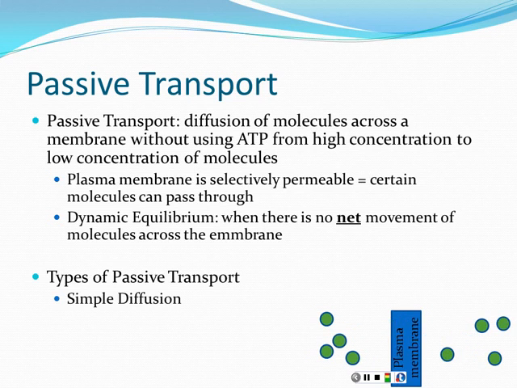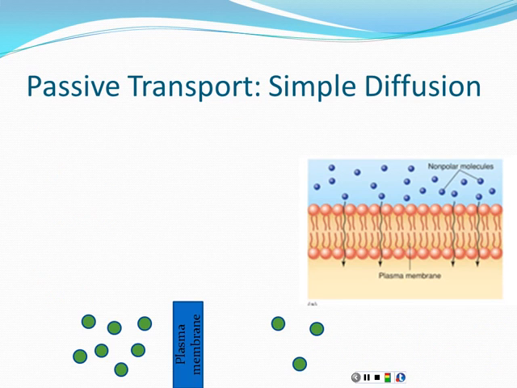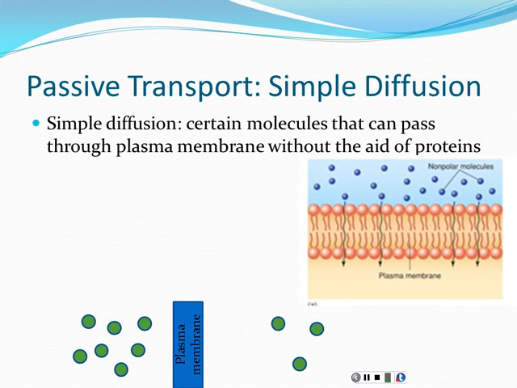All right, very good. So there are different types of passive transport: simple diffusion, facilitated diffusion, and osmosis. Okay, simple diffusion: there are certain molecules that are able to pass through the plasma membrane, and usually these molecules are very small. They're usually nonpolar molecules, and these attributes make them able to pass through the plasma membrane really easily, so they don't need proteins to help them. So they have to be very small, like I said.